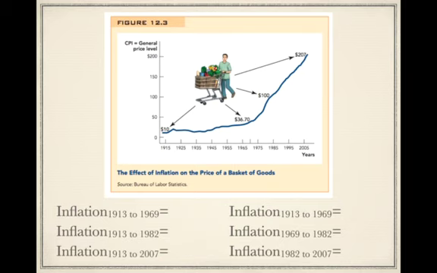So I'm going to pause this here. I'm going to stop the video, and I would encourage you to take a moment and calculate the values listed here at the bottom. Inflation between 1913 and 1969. On the right, we have 1913 to 1969. Those should darn well better be the same. And then we have 13 to 82 versus 69 to 82, and 13 to 2007 versus 82 to 2007.